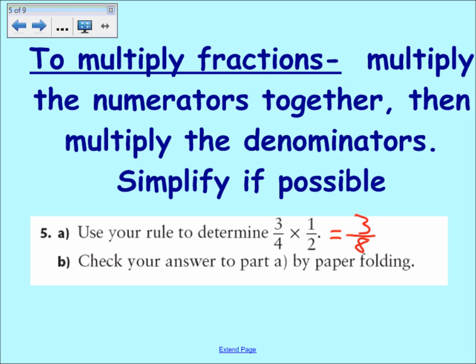Use your rule to determine if 3/4 times 1/2 equals what it should, which is 3/8. 3 times 1 is 3, 4 times 2 is 8. To make sure that this is correct, check by paper folding. Shade 3/4 yellow and half of the page blue, and see if it equals 3 over 8.